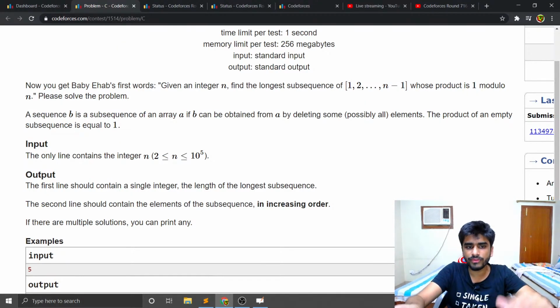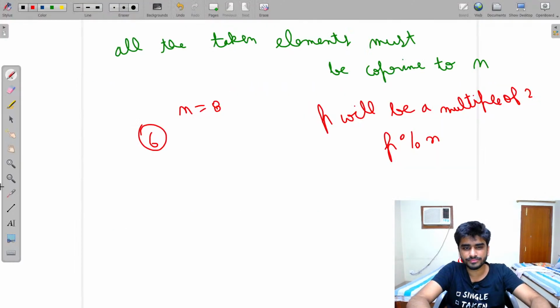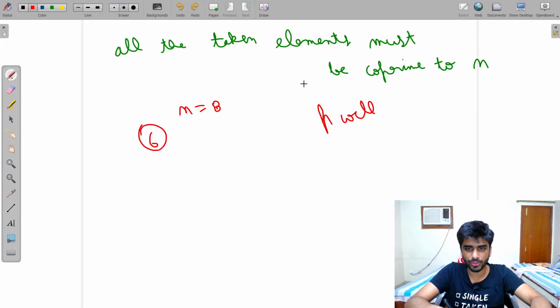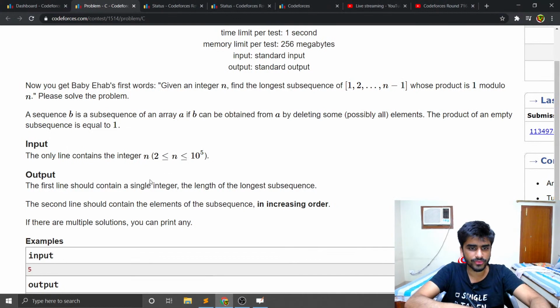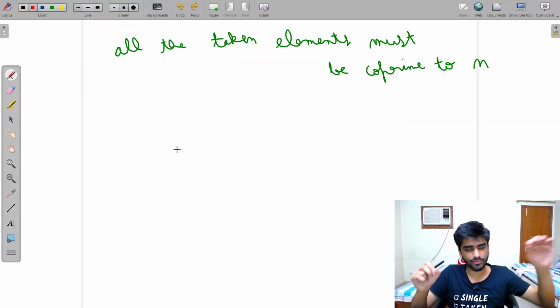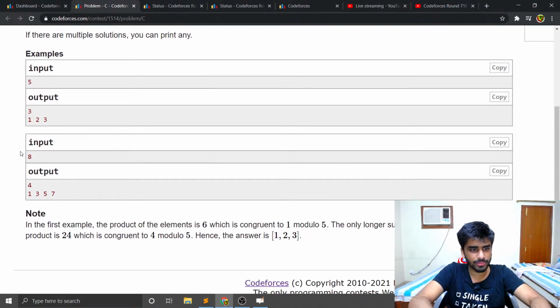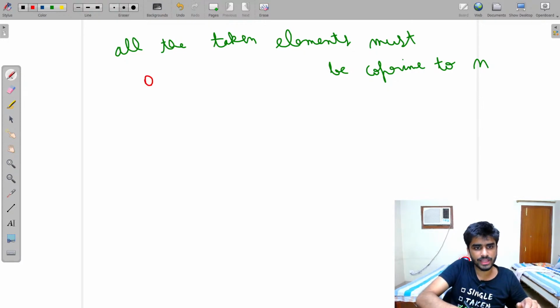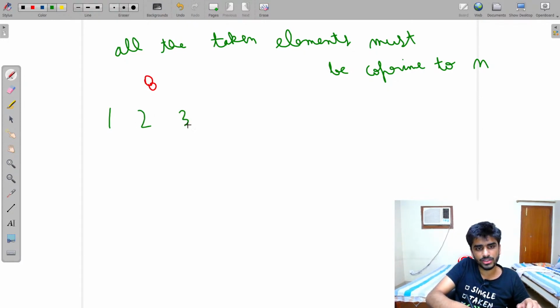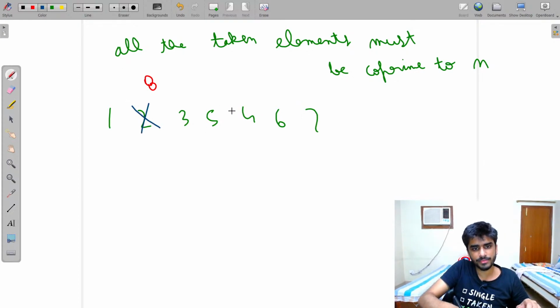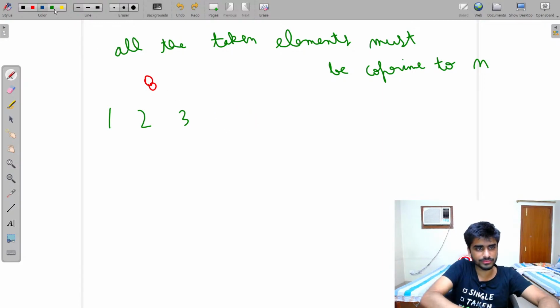So there's no way we will ever take any of the numbers that are not co-prime to n. We will only take the numbers that are co-prime to n. And since n is not big, we can just check for each element one by one whether it is co-prime to n or not. Let's take this example with n equals 8. The elements are 1, 2, 3, 4, 5, 6, 7, and we know which of these elements are co-prime. How did I count wrong?